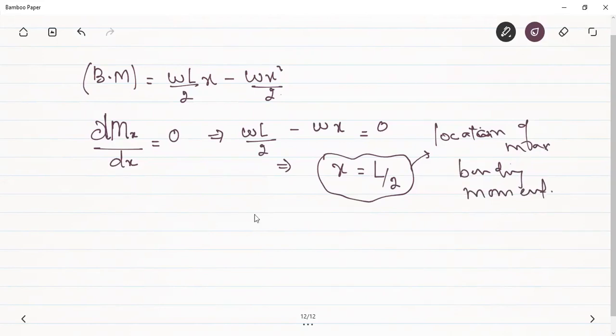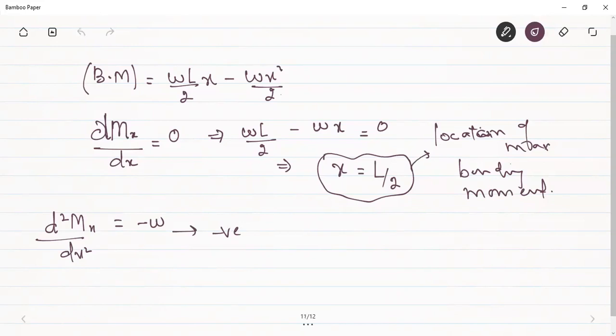How can I say that it is maximum or minimum? I have to take another derivative. This is now constant, it will be minus omega. Okay, differentiation of minus omega x is minus omega, and this will be 0 because it is constant. So this came out to be negative. Is this bending moment condition of maximum or minimum? When second derivative comes out to be negative, it is the condition of maxima. Therefore, x is equal to L by 2 gives me the location of the maximum bending moment.